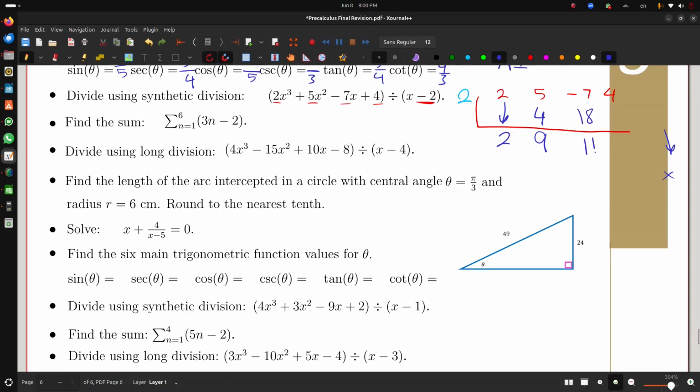Drop down, it will be 11. Multiply 11 times 2 is 22. Remember, the last number is the remainder, so 4 plus 22 is 26. The remainder is not changing.